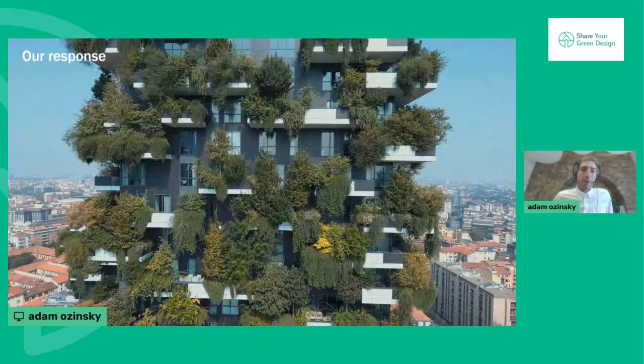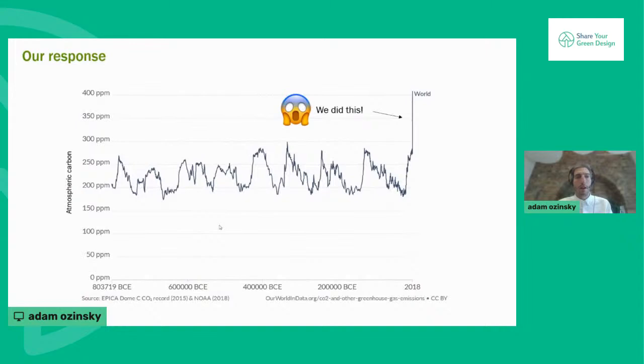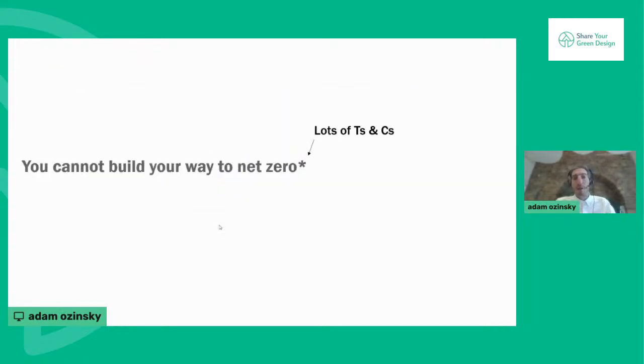Because our response is to do things like this, right? Which you can question, you know, its value. Our response is to show graphs like this. But I also want to be really clear that you cannot build your way to net zero. So building stuff is not a solution to the climate crisis.